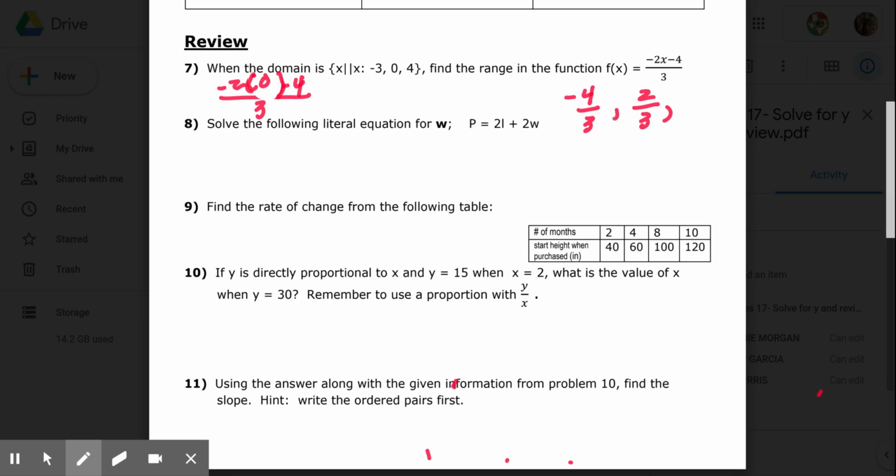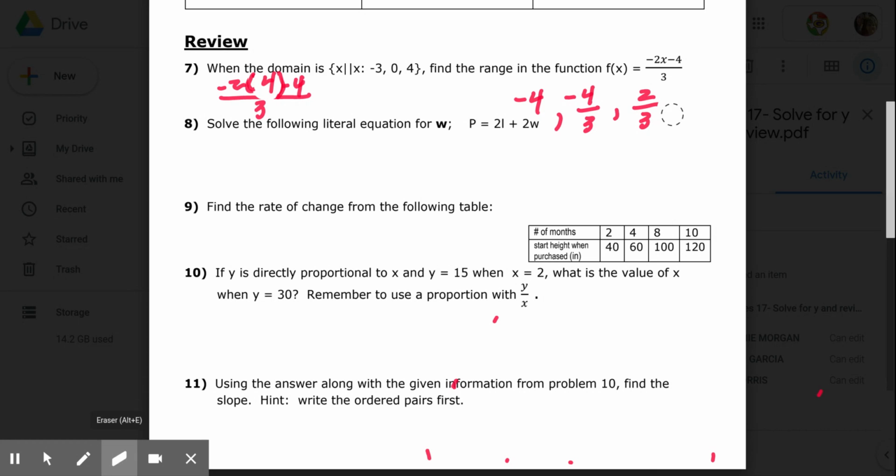So now we're going to put a 4 in place of 0. So here's our 4. So we have negative 2 times 4 is negative 8, minus 4 is negative 12, divided by 3 is negative 4. So negative 4, negative 4/3, and 2/3 would be your answer here.